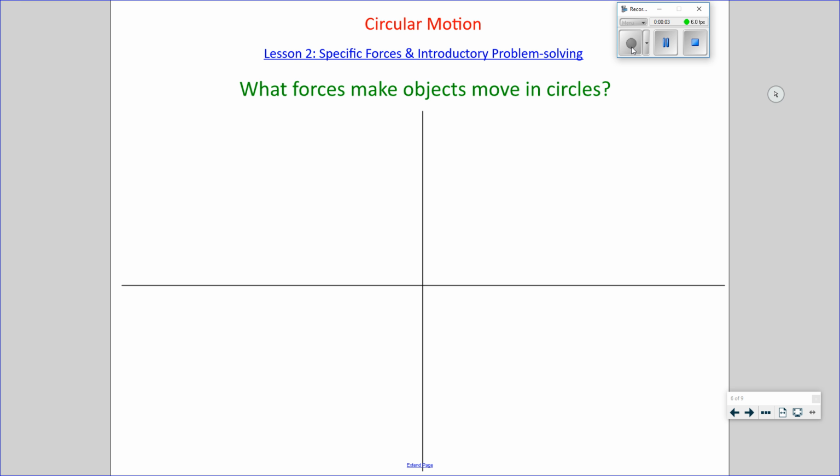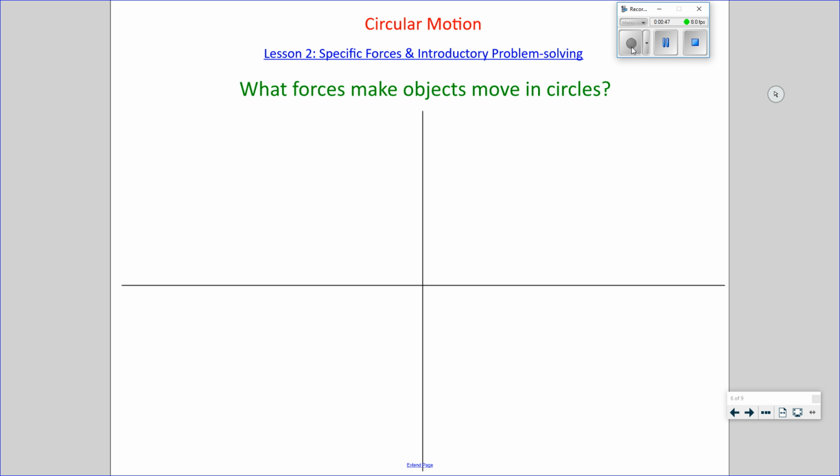Hello, students. We left off last time with a discussion of some basics of objects that move in circles. In particular, we talked about the fact that an object moving in a circle, even if it's moving at a constant speed, is always accelerating. Notice I didn't say constant velocity. In order for velocity to be constant, an object has to move in a straight line at a constant speed. So even if something moves at a constant speed, if it's not moving in a straight line, it is changing velocity and therefore accelerating. Obviously, an object moving in a circle is constantly changing direction and thus is constantly accelerating.